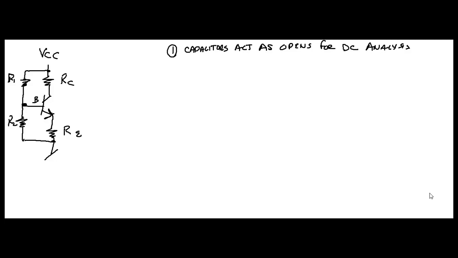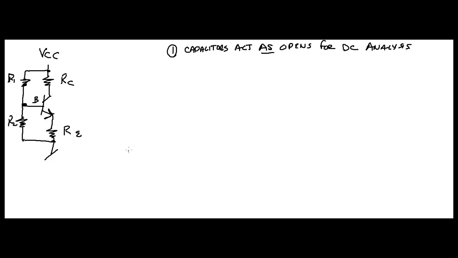Alright, everybody. So welcome back here. And as you can see, I simply rearranged some things here. One thing I want to bring to your attention is I had a spelling mistake over here. As you can see, I changed that to the word as. So capacitors act as opens for DC analysis. That was my mistake. So I copied the circuit we have, and I just put it over here to the left.